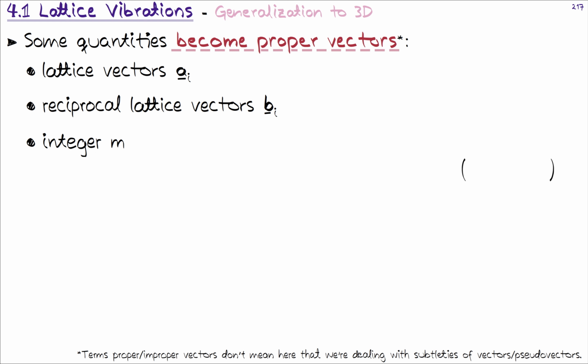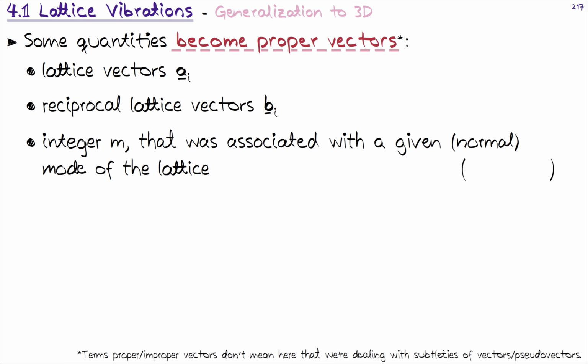And the integer m that we were using, that was associated with a given normal mode, a given energy of the lattice, that also becomes a set of integers. So essentially that becomes n_x, or m_x, m_y, m_z. Sorry about the typo here. It would be more logical to actually have integer n here, since we have n_x, n_y, and n_z. So this is what happens.